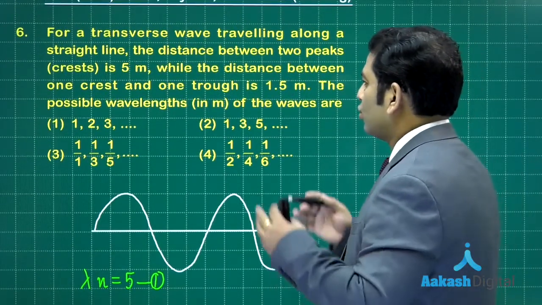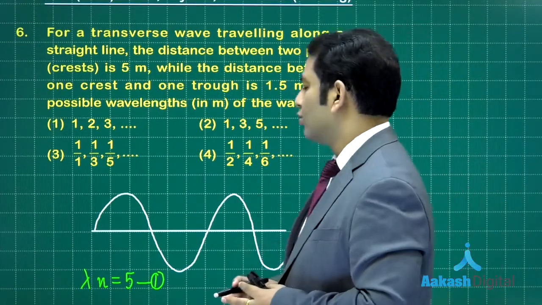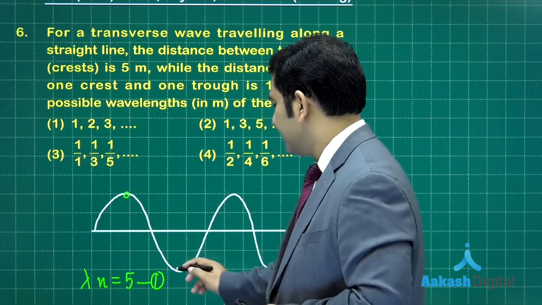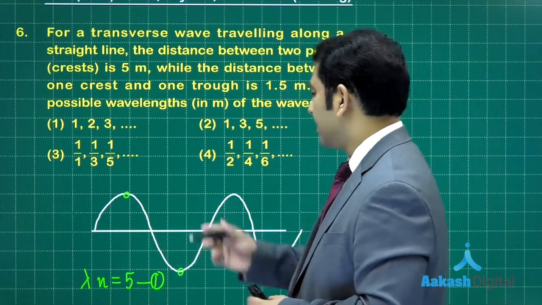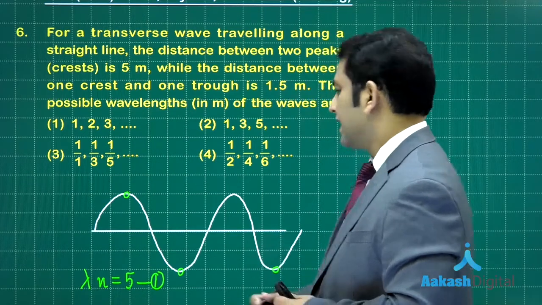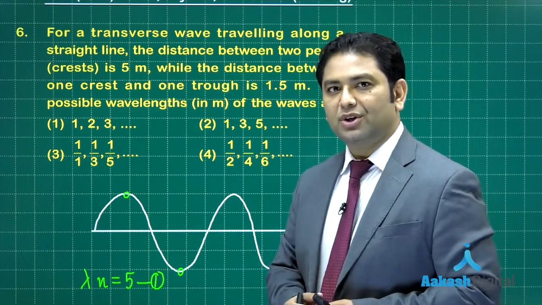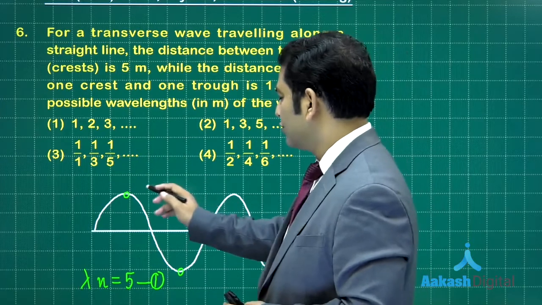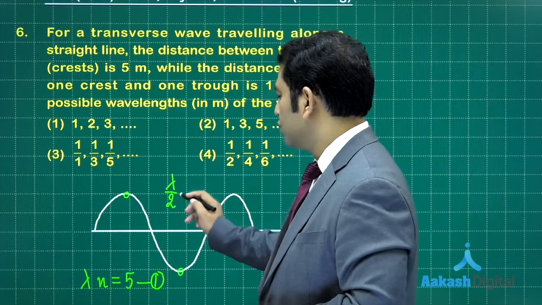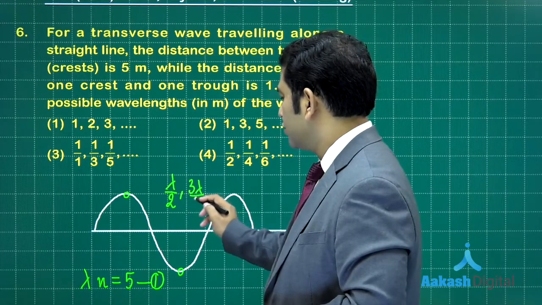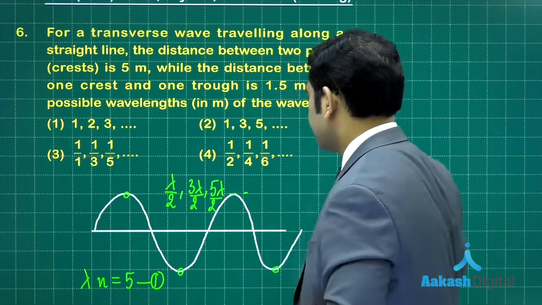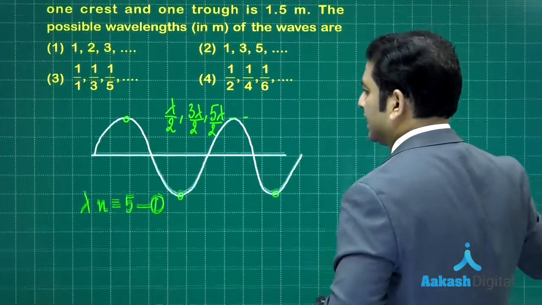The distance between one crest and one trough is 1.5 meters. Now just see, between this crest and this trough, that is lambda by 2. But between this and this, that will be 3 lambda by 2. So if you just pick out what would be the distance between one crest and another trough, either lambda by 2 or 3 lambda by 2 or 5 lambda by 2. So there are all possible options. And then we need to see how we can equate it mathematically.